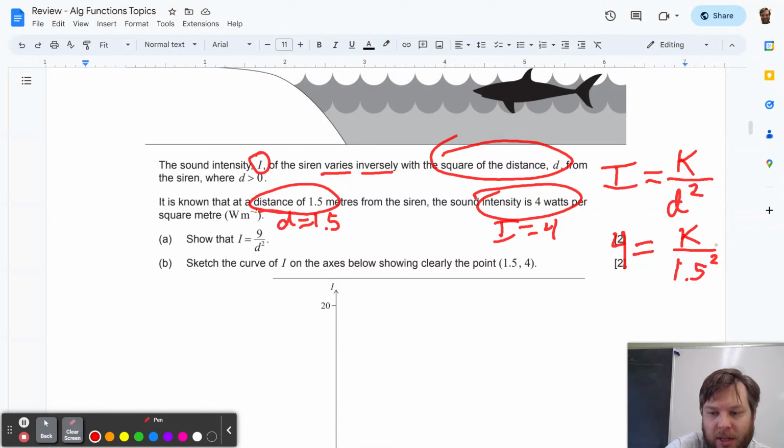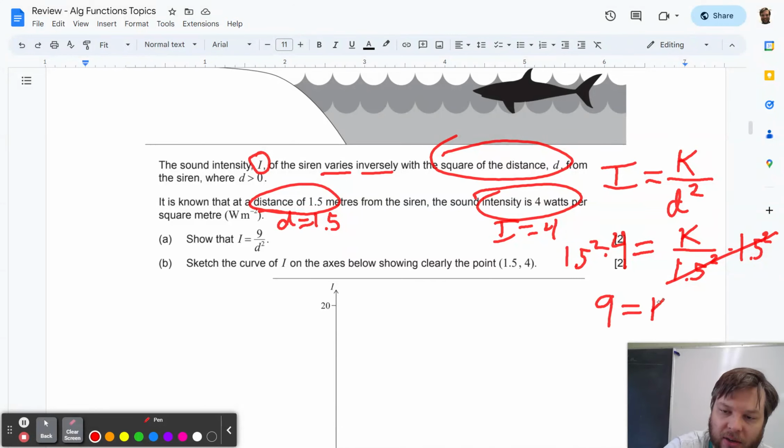And the way you solve for k is you undo division. So the opposite of division is multiplication. So I'm multiplying by 1.5 squared. 1.5 squared is 2 and a quarter. 2 and a quarter times 4 is 9. So 9 is my k value.